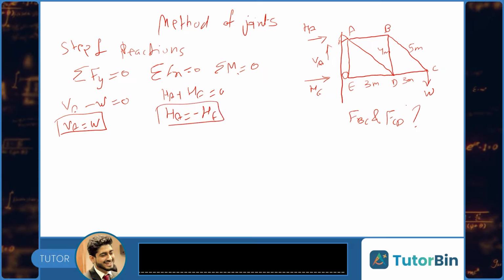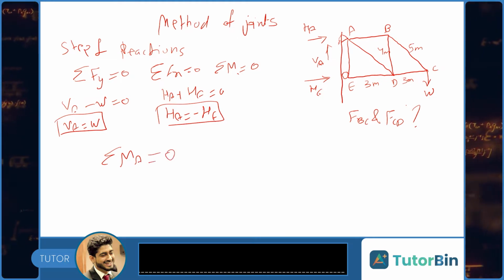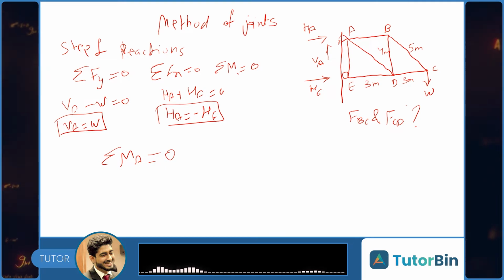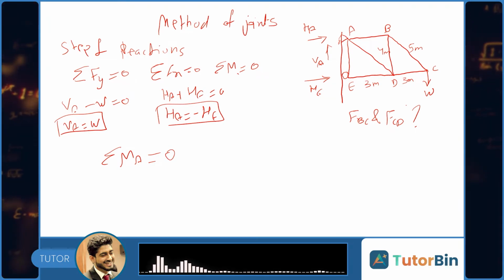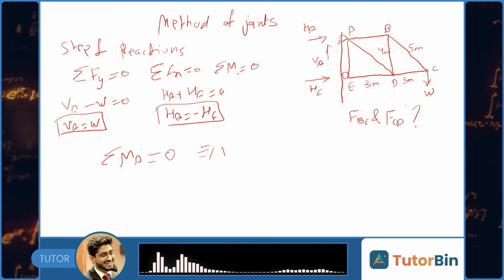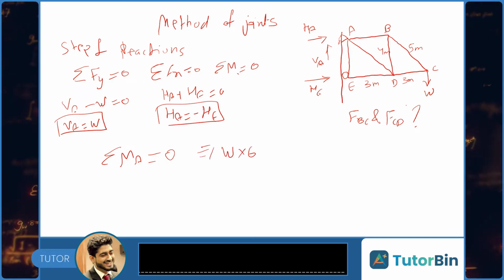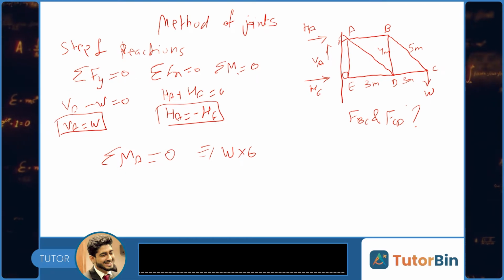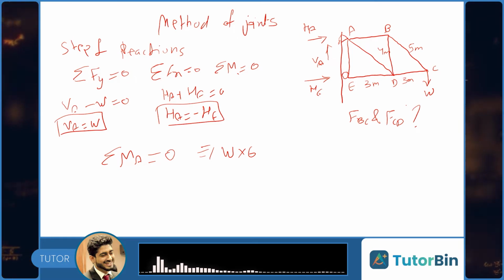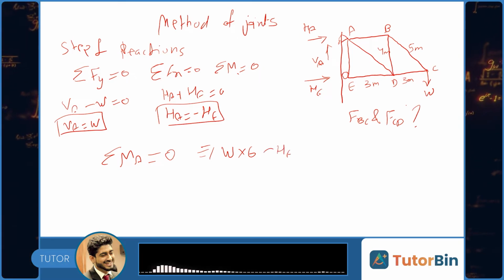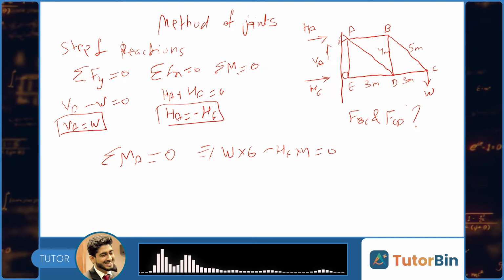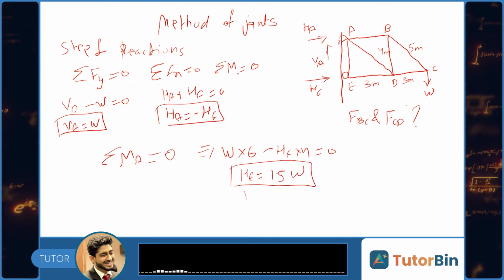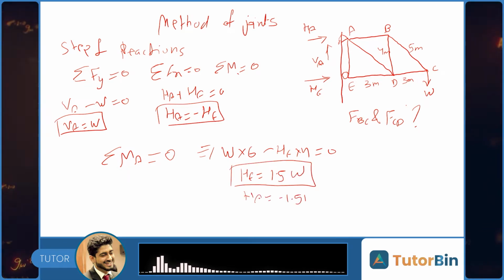And now I am taking moment equilibrium at point A, that is equal to 0. Here I will take moments of all the forces about this point A. These two forces pass through point A, so they will not give any moment, and this W will give a clockwise moment, that is W times 6. And this HE will give an anti-clockwise moment about point A, that is minus HE times 4 equals 0. By solving this equation, we get HE equals 1.5 W and HA will be minus 1.5 W.